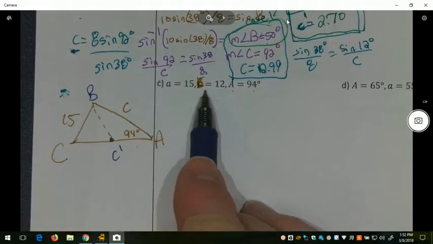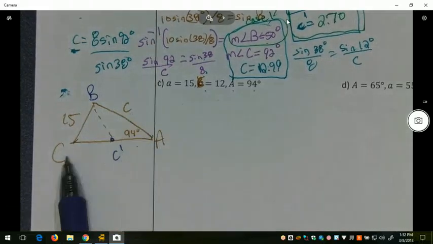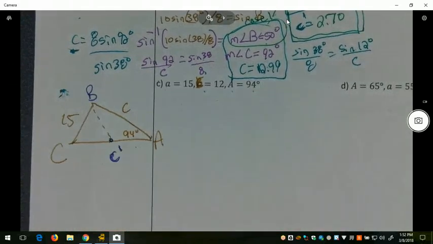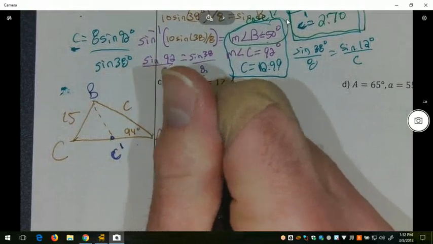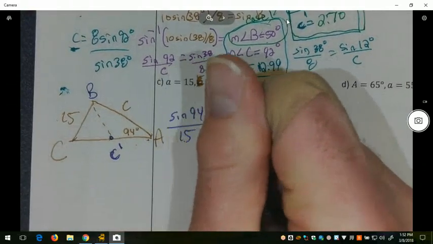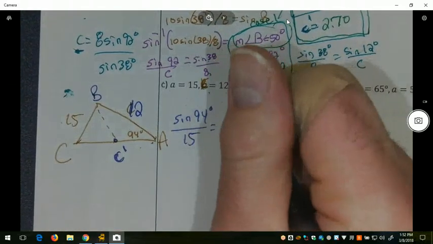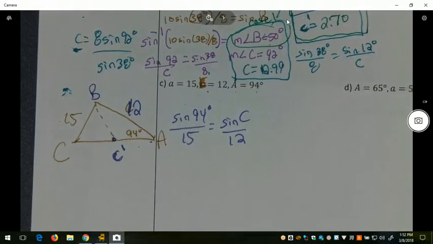So this C replaces side B from our previous picture, and angle C across from it. So this was C prime. So I'm going to calculate the brown triangle first. I've got the sine of 94 degrees, sine of the angle over its opposite side, equals sine of the angle, wait, side C is 12. Sine of the angle over its opposite side. So that's just law of sines, nothing strange there.